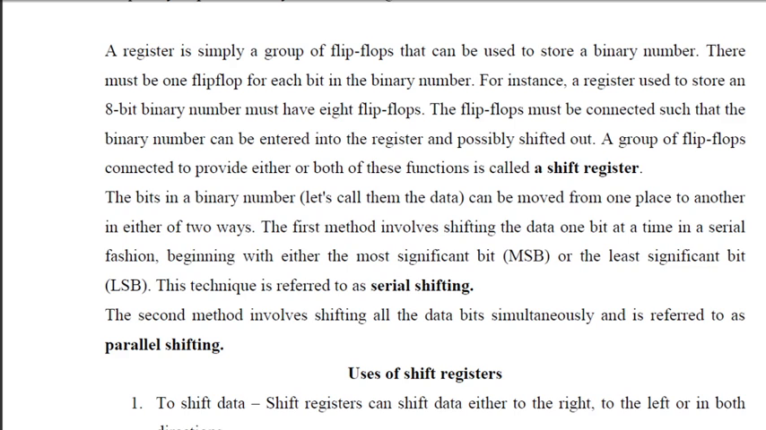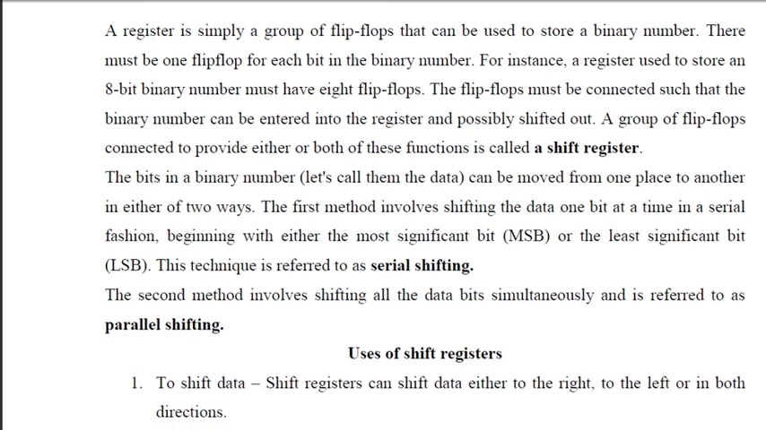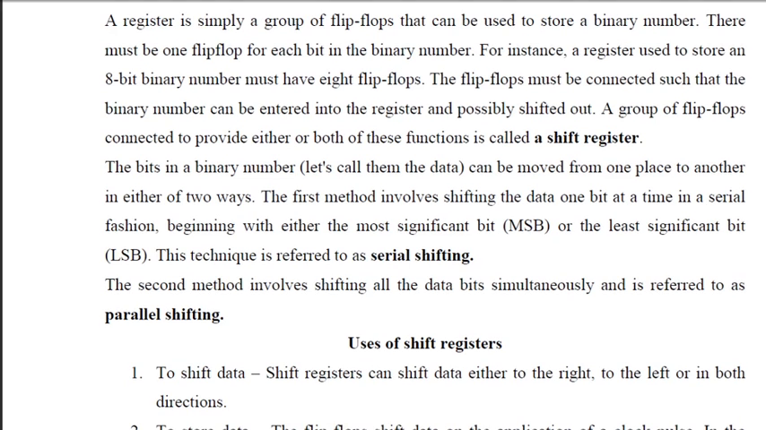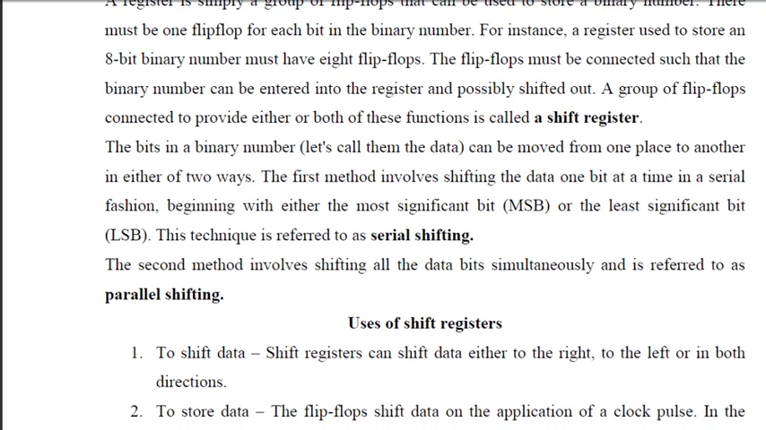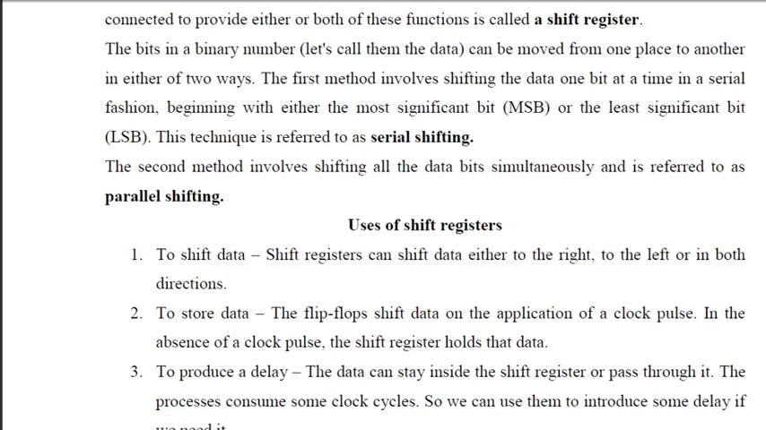Shifting can be done in two different ways: serial shifting and parallel shifting. In serial shifting, we enter numbers one by one, either from the LSB, the least significant bit, or from the MSB. One bit at a time: you input one number, then after the next cycle you input the second number, and so on, so it is input serially. In parallel shifting, you can simultaneously input all the required inputs.